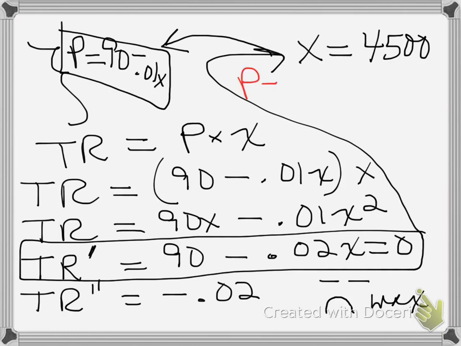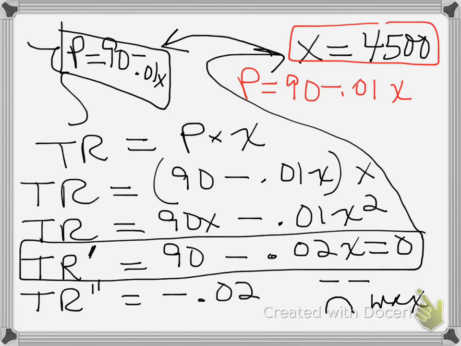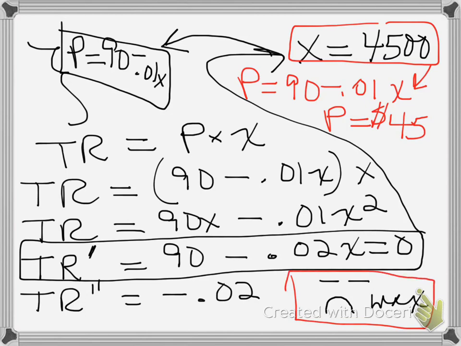So since price equals 90 minus 0.01x, when you put this x right in here, you will get that the best price to maximize revenue is going to be $45, and that's your answer. They did not ask us to do a formal test to make sure that it's a max, but we've already done that informally by just taking the second derivative and getting a negative value. Okay, so that takes care of question 14, and now we're going to do an economic order quantity problem in number 15.